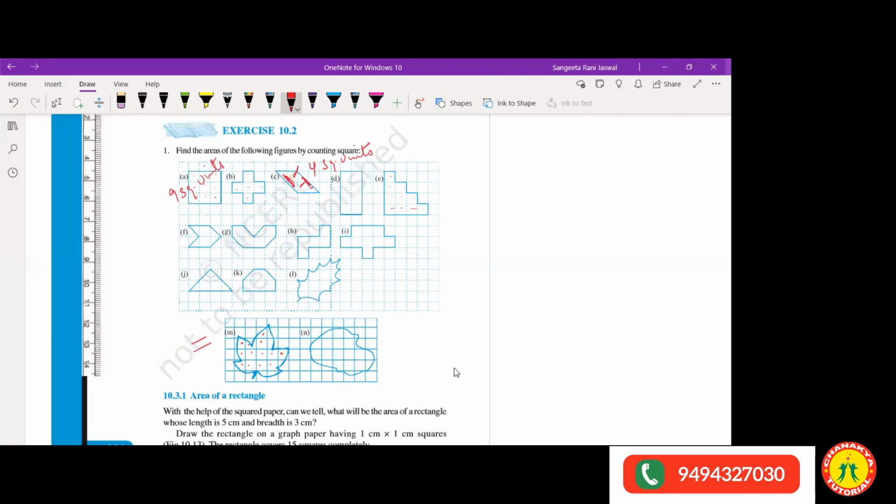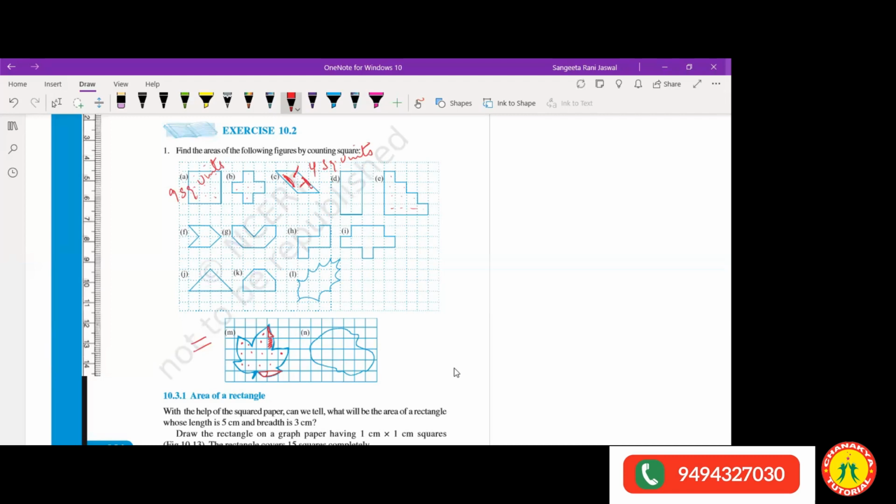See all those dots where I have put a dot. These are all more than half. These are covering more area in the square, so that's why I've taken it as 1 square. And wherever the area was less covered, like here, only this much, I have ignored this. This is less than half. I have ignored it. This is also less than half, I have ignored it.